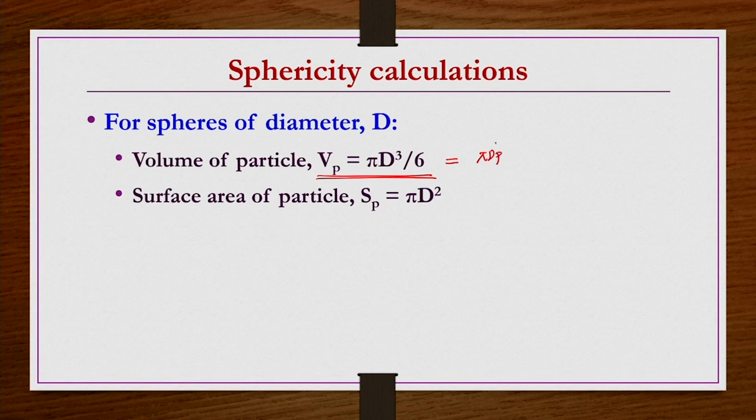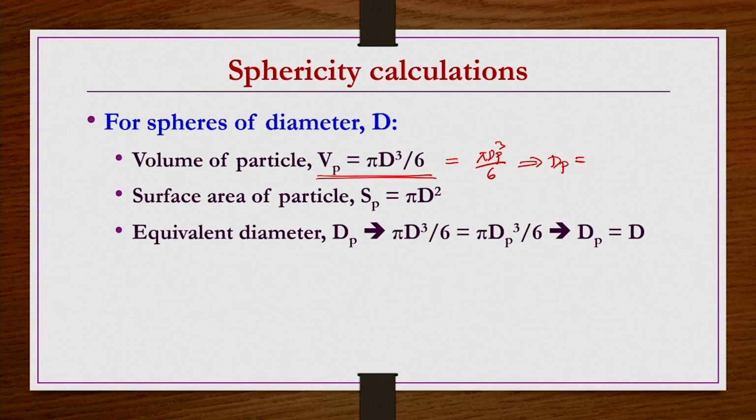Let us say a spherical particle has size dp. Pi dp cube by 6 is the volume of that particle, and this volume of the spherical particle is equal to the volume of the particle. So, whatever dp you get from here is nothing but the nominal or sphere volume equivalent diameter. So, equivalent diameter dp calculation: the volume of the particle should be equated to the volume of a spherical particle whose volume is the same as the volume of the irregular particle that we have considered.